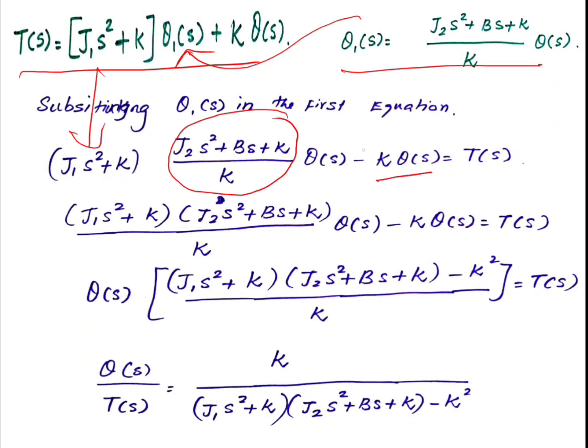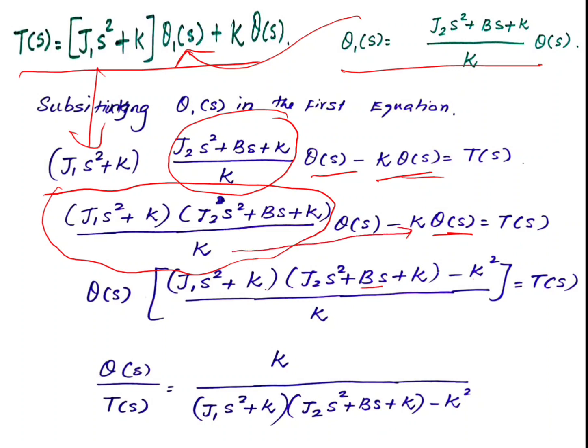So I take θ(s) outside. Taking θ(s) outside, we get this term minus this term. So θ(s) times [(J1 s² + k)(J2 s² + b s + k) − k²]/k is equal to T(s), because we have to multiply this k and this k, which gives k².